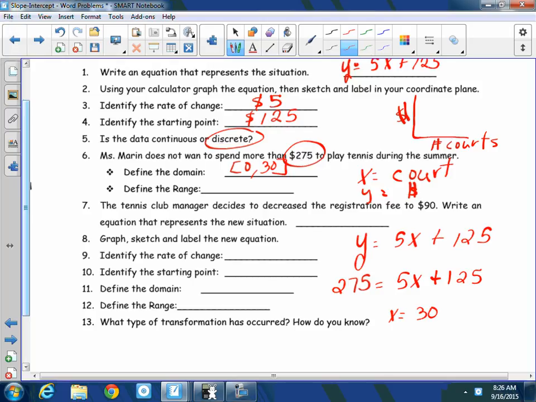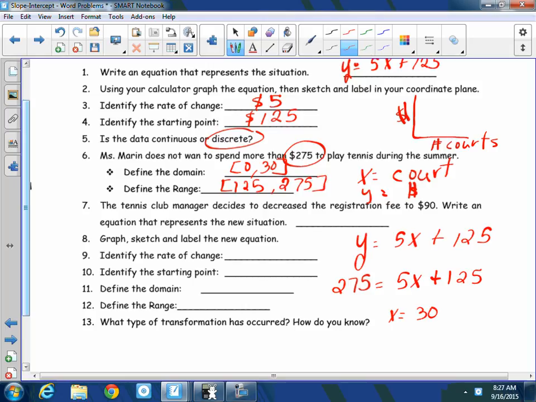And this separates the algebra 1 kids. If you can think this way, you're in the right place. Okay? Now, what about my range? Where does it start? Carlos. It starts at 125 because even if I do not use the court, I still have to pay the initial fee of 125. Now it goes all the way to what, Carlos? 275. Because I do not want to spend more than what? $275.